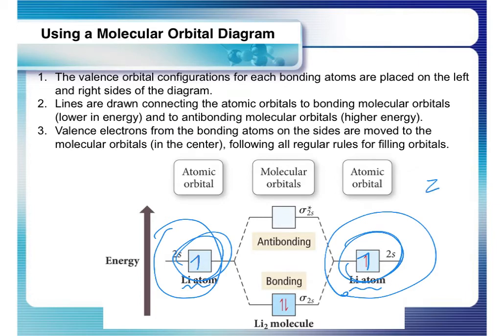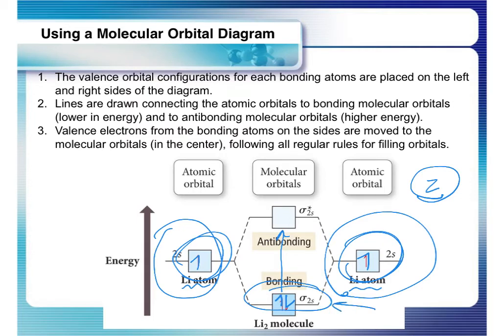And place all of the valence electrons into the molecular orbitals in the center of the diagram, making sure you follow Aufbau principle, Hund's rule, Pauli exclusion. So I have a total of 2 valence electrons I need to place in the middle. 1, 2. Okay, that's it. We're done. We've used all the electrons up. So we have a net bonding situation.